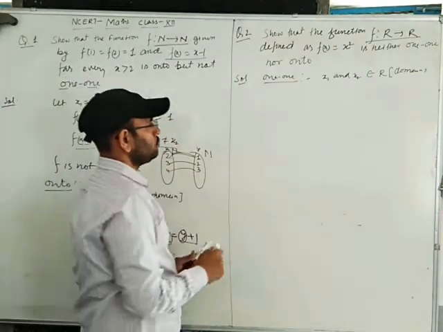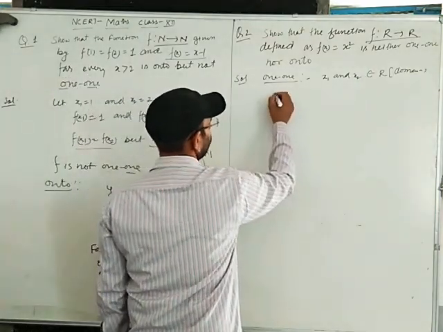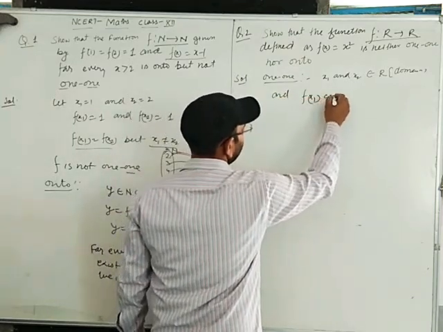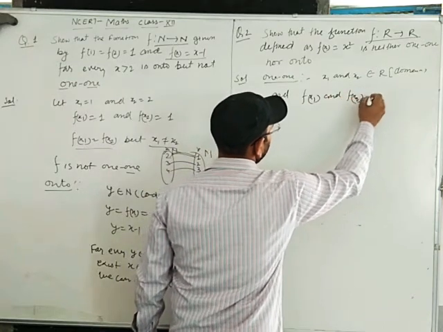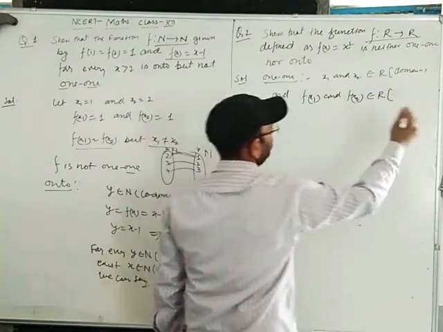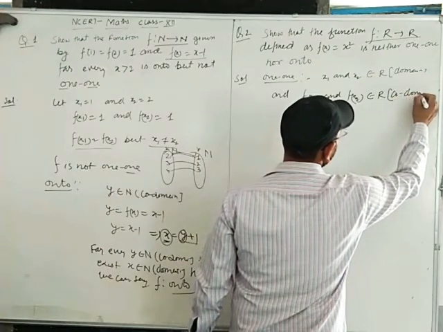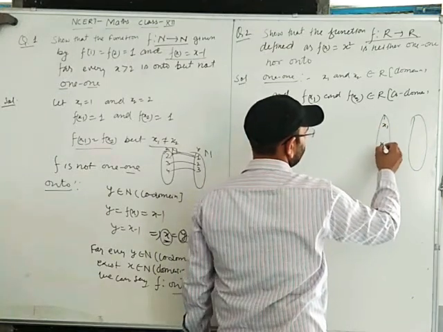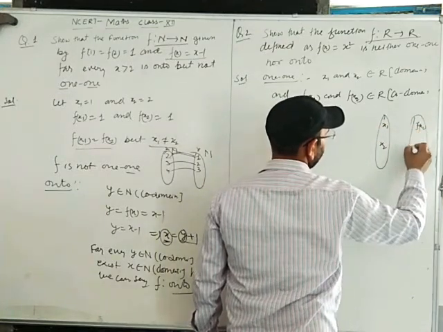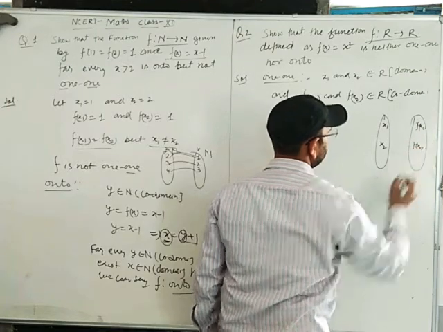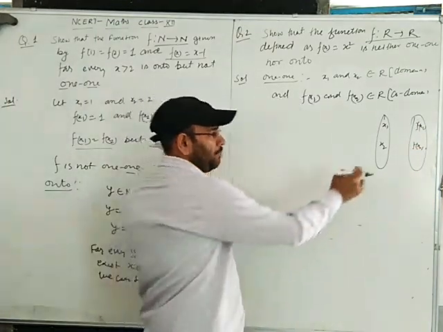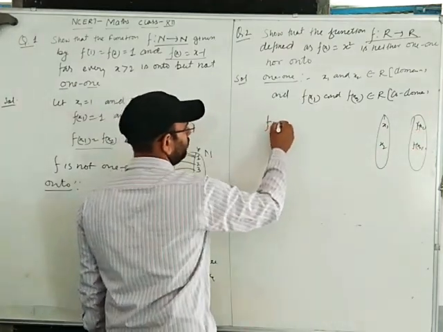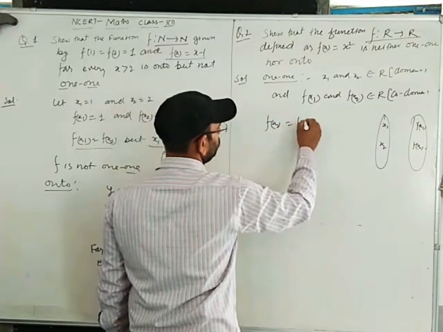Clear? So put up that, and also we have to select two elements, f(x1) and f(x2), from R. R is the codomain. Clear? We have discussed yesterday in my previous video, x1 and x2 are two elements, f(x1) and f(x2) are two elements. To prove one-one, we have to suppose these two are not different, they are equal. So what we are doing, f(x1) is equal to f(x2).